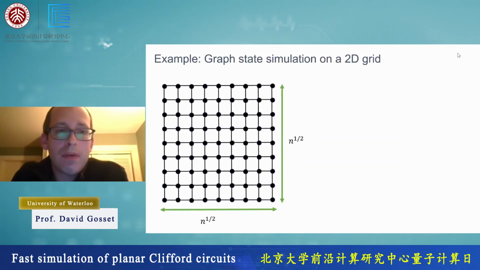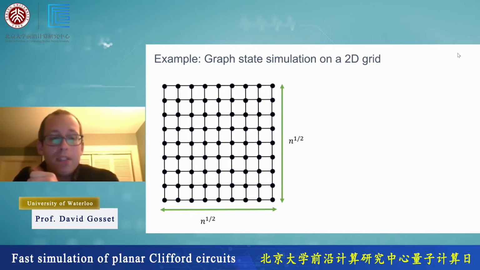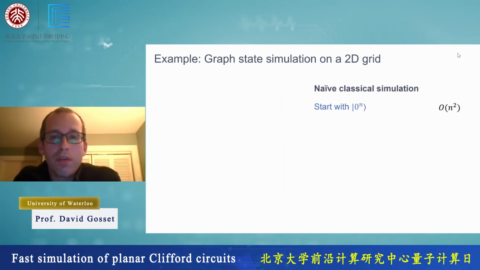In terms of techniques, I would like to first illustrate this algorithm in the special case of a 2D grid, where things turn out to be quite a bit simpler than the more general case of planar graphs. If you have a 2D grid with n qubits, let's say it's a root n by root n grid, remember our goal is to prepare this graph state and measure each qubit in a given Pauli basis, but we want to simulate this on a classical computer. So let's go over the most naive way you could do this.